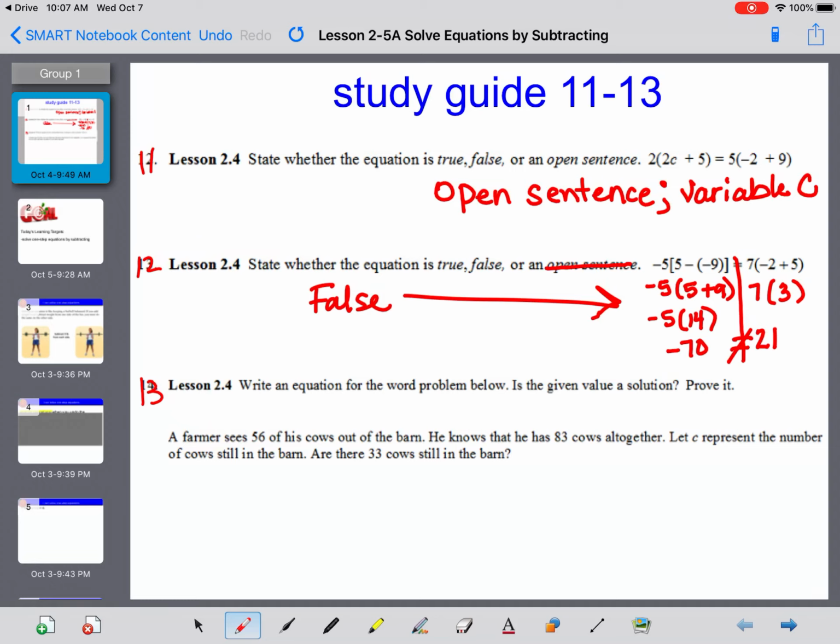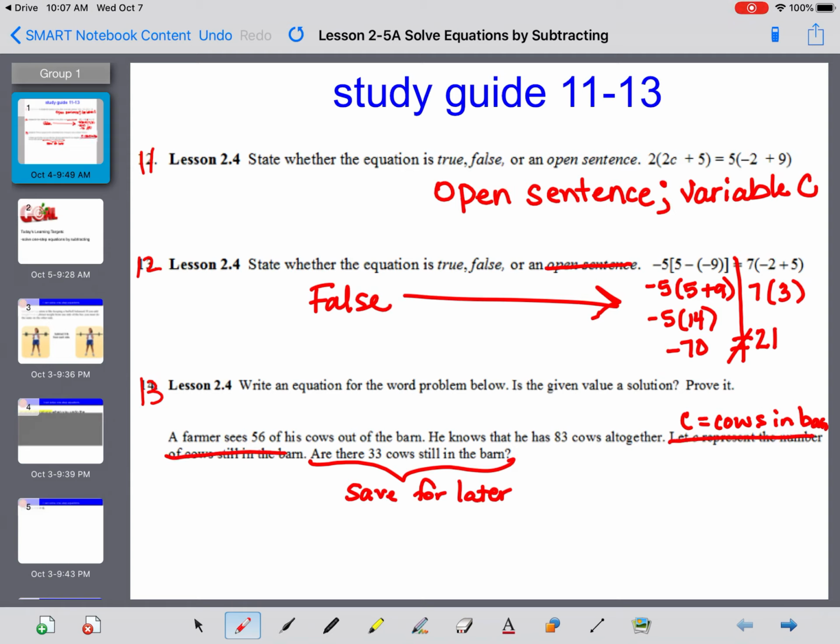The next problem, write an equation for the word problem below, and is the given value a solution? Prove it. A farmer sees 56 of his cows out of the barn. He knows that he has 83 cows altogether. Let C represent the number of cows in the barn. Are there 33 cows still in the barn? So we're going to save this as kind of part B. So save this for later. And let's also write down, let C represent the cows in the barn. C equals cows in barn.